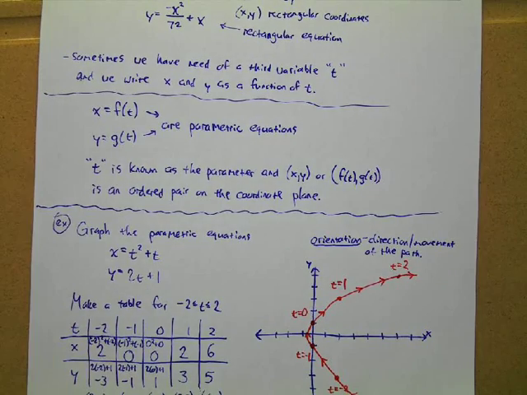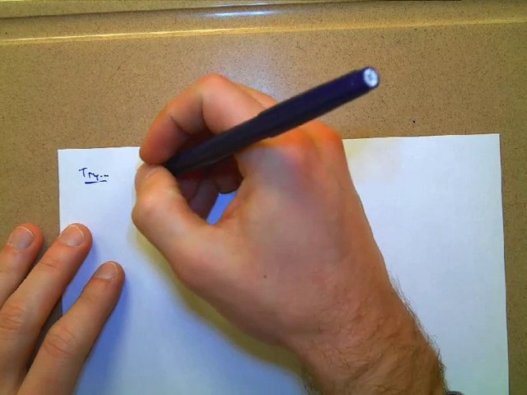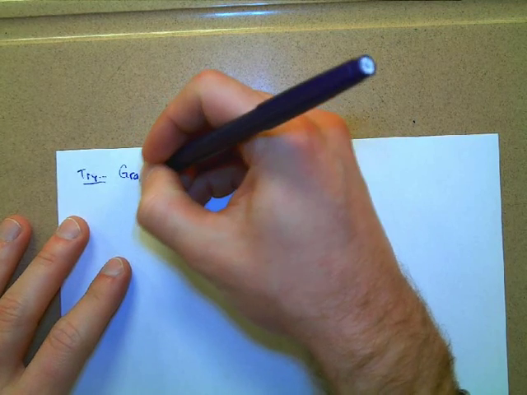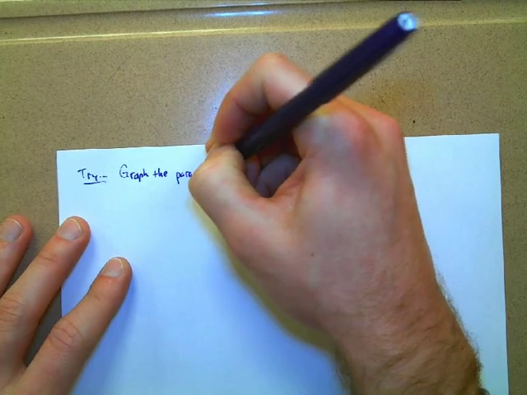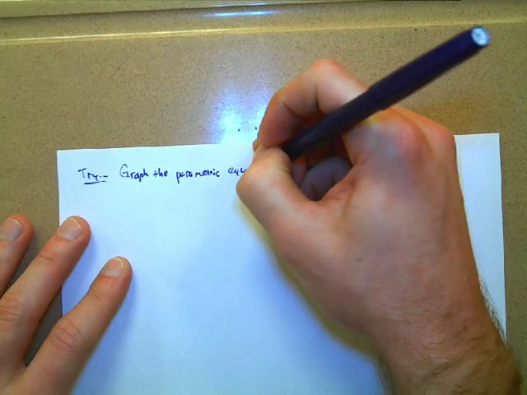So let me have you guys try one here. All right, so y'all try this one here. Graph the parametric equation for negative 2 less than or equal to t less than or equal to 2. Again, I'm just going to keep it between negative 2 and 2. You get a good number of points, but not a lot. And we'll say x equals t squared minus 4, and y equals t over 2.